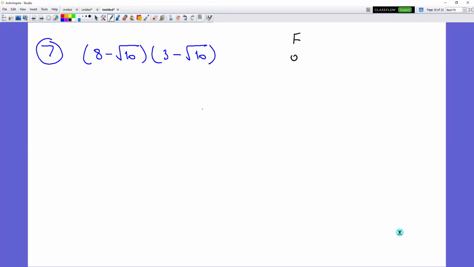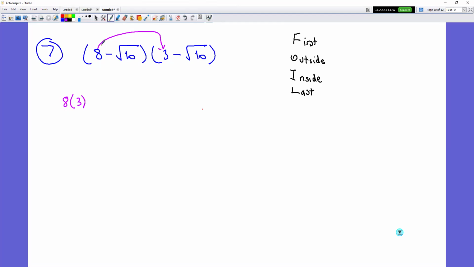So FOIL, remember, is first, out, in, and last. Okay, and I guess I should say outside and inside. Okay, so how does that work? Well, we're going to start with the first. So that means we're multiplying the first 2 terms. So that means we're multiplying the 8 and the 3. See, those are both the first terms. So we're going to do 8 times 3. So 8 times 3, I'm just going to put that right here.